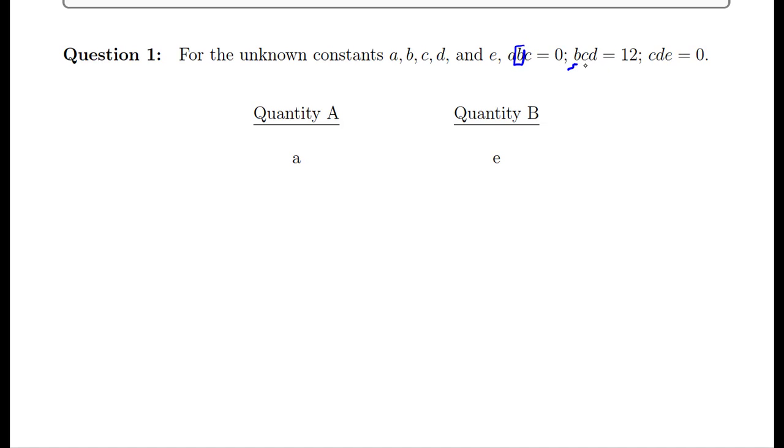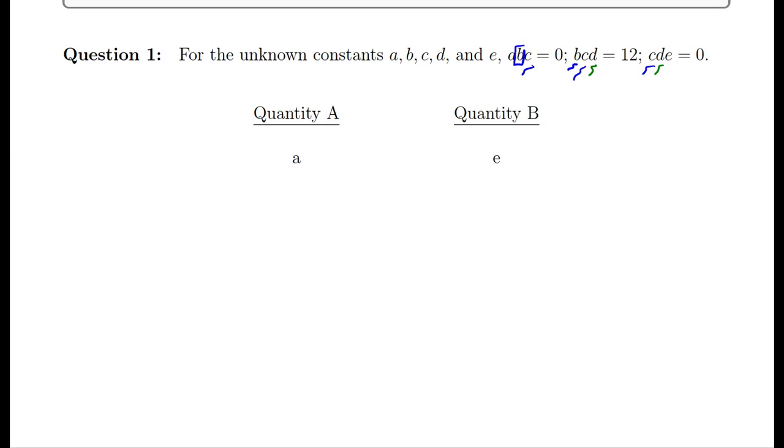Also, C shouldn't be 0 because C multiplied by B and D is 12. So if it was 0, the multiplication should be 0. So here you have C, and C shouldn't be 0, and here also you had C, and it shouldn't be 0. Also we have D here. D multiplied by something is not 0, so D is not 0. Here also you have D. This D shouldn't be 0.